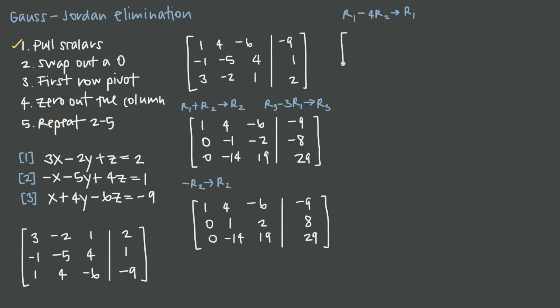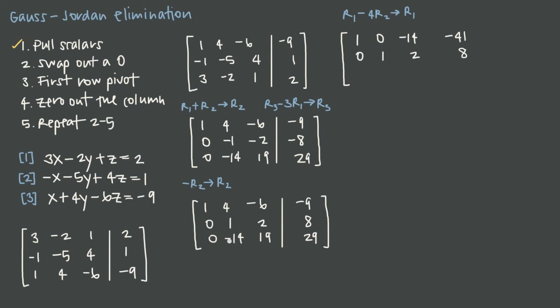So here, if we write that out, we'll get 1 minus 4 times 0 is 1 minus 0, or 1. 4 minus 4 times 1 is 4 minus 4, or 0, so we get the 0 there that we wanted. -6 minus 4 times 2 is -6 minus 8, which is -14. And then -9 minus 4 times 8 is going to be -9 minus 32, which is -41. The second row stays the same, 0, 1, 2, and 8.